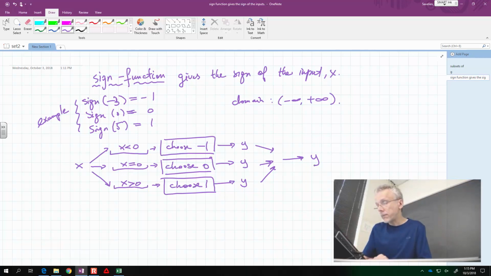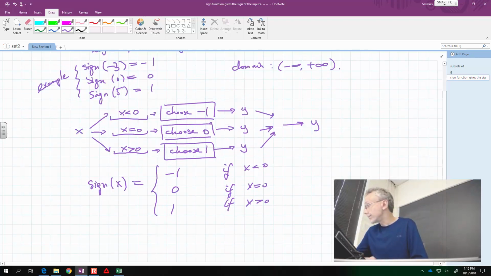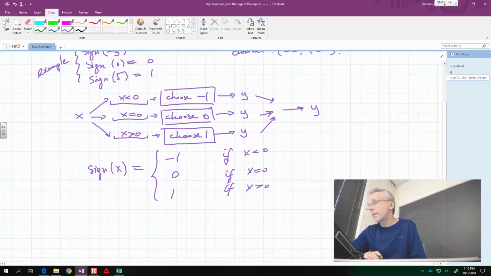Okay, so now the algebraic formula for sine x. As I suggested, read it from right to left. So these three conditions that are in the beginning will be at the end. The conditions to be verified are x less than 0, x equal to 0, x larger than 0, and then the three numbers I put in the same order: -1, 0, and 1. Okay, so that's the formula. It is piecewise defined.